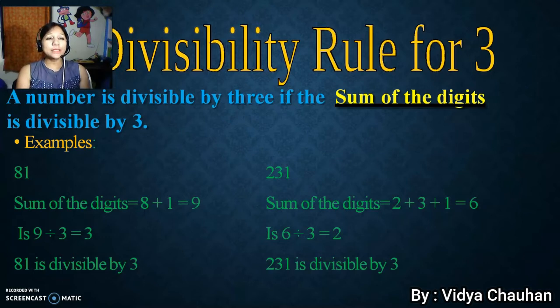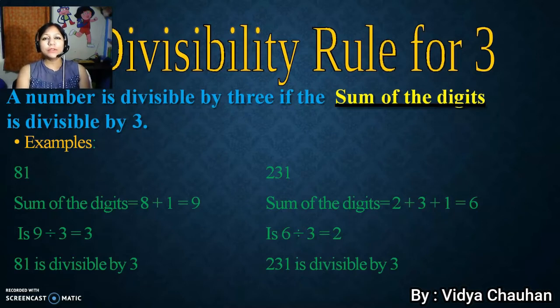Moving forward, the next is the divisibility rule for 3. Let's see what it says. A number is divisible by 3 if the sum of the digits is also divisible by 3. So instead of dividing a number to check if it is divisible by 3 or not, we can simply do the sum of its digits. If the sum of the digits is divisible by 3, that means the complete given number is also divisible by 3.